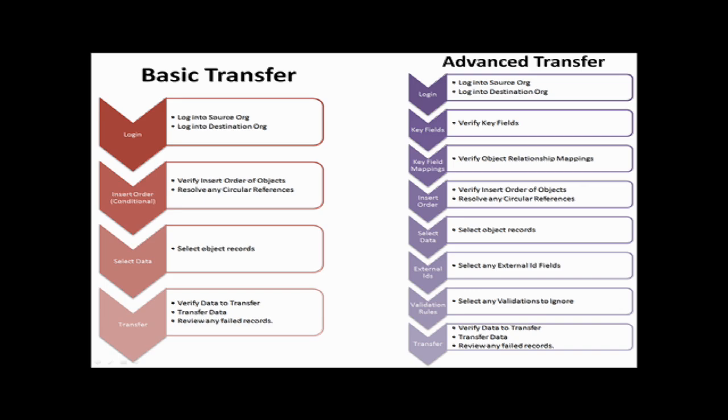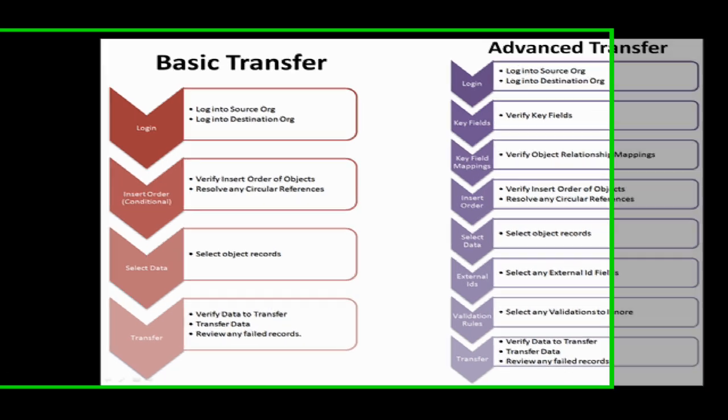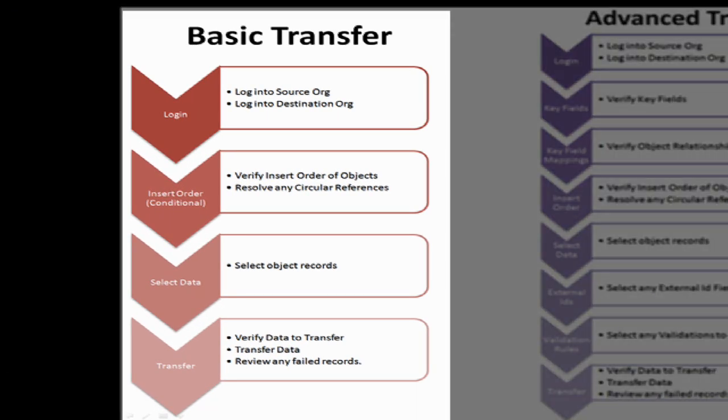When you click the big transfer button, the basic transfer wizard is displayed. The wizard is meant to be used by users who are new to the application or users who want to transfer data using the default application settings. The Basic Transfer Wizard covers the core aspects of the application required to copy data between orgs. The first step is to log into the source and destination orgs, which we've already covered. The next step is to click the big transfer button. In doing so, you will be presented with the following three steps.